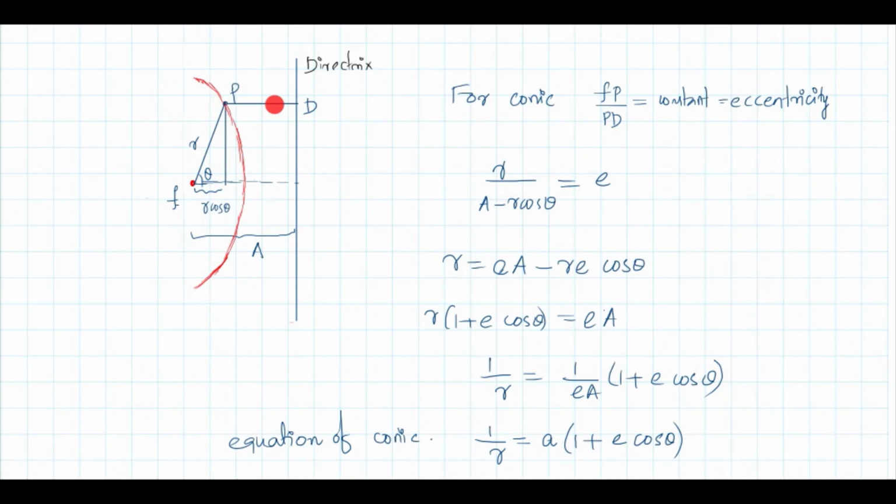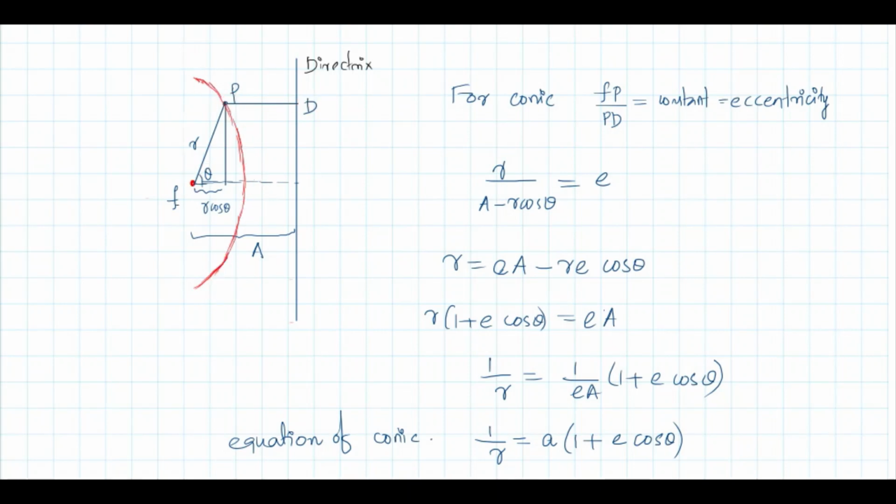If the ratio of the distance from a common point and a common line is a constant, and that constant is known as eccentricity, then the curve is known as a conic section. If that ratio is 1, the curve is a parabola. If that ratio is less than 1, the curve is an ellipse. If that ratio is greater than 1, the curve is a hyperbola, and so on. So we can derive an expression for this conic from this figure.